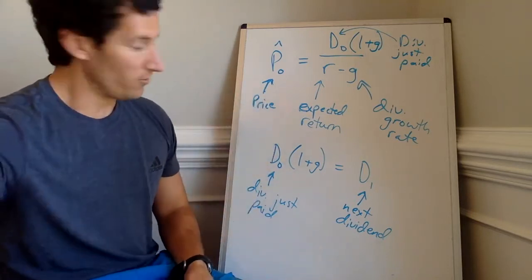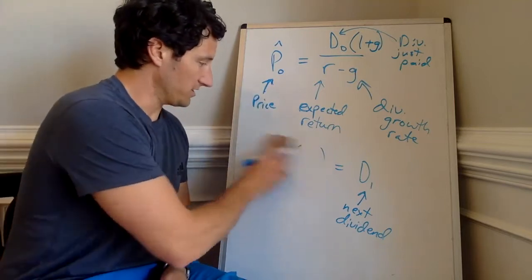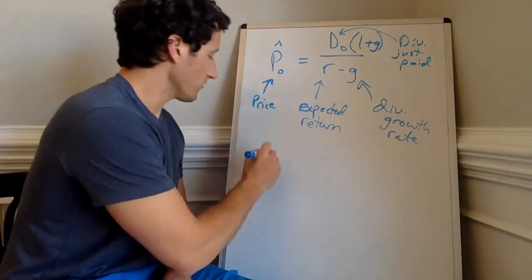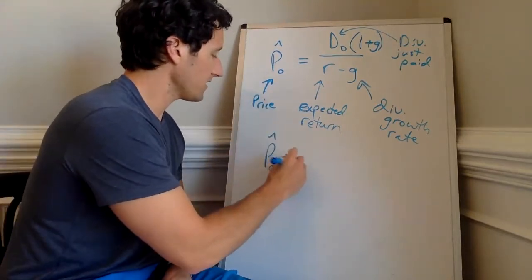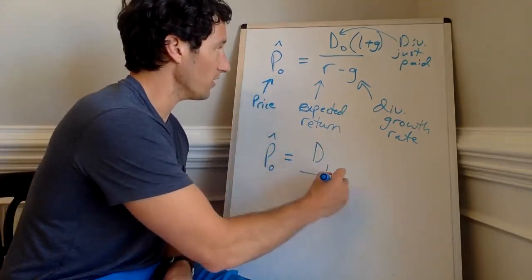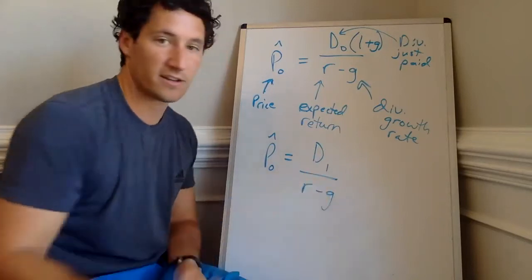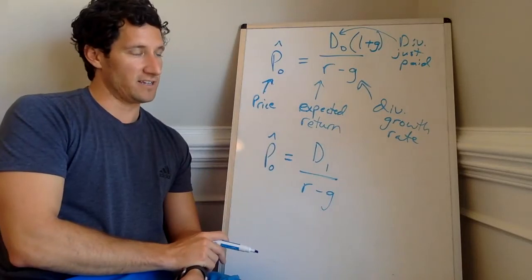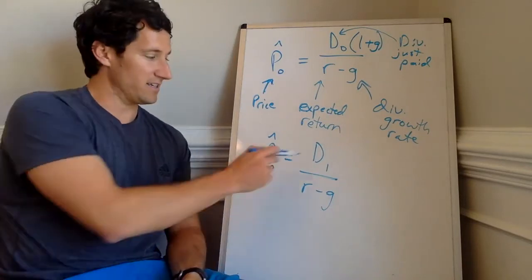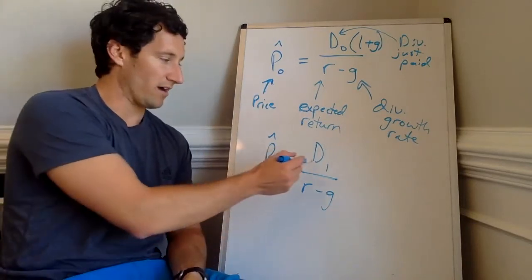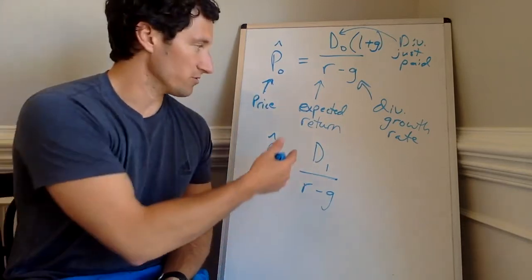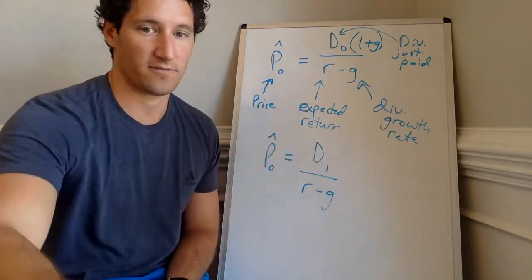Notice also, we could rewrite this equation using D1. So if we're solving for the price today, we could rewrite it this way, D1 over R minus G. All right, so pay attention in the problems. If it says we expect the next dividend to be equal to whatever amount, that would be D1. If it says the dividend just paid is equal to some amount, that's D0.